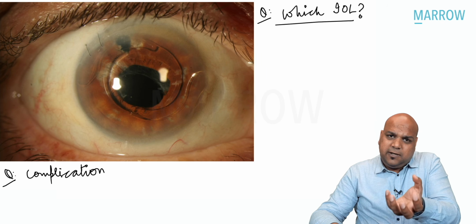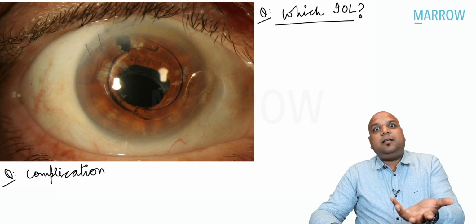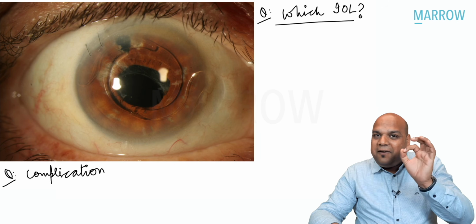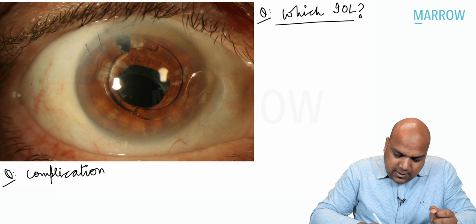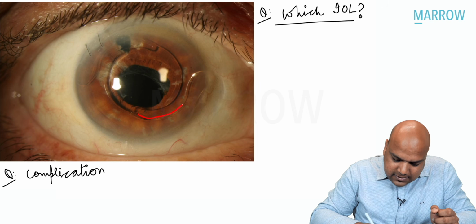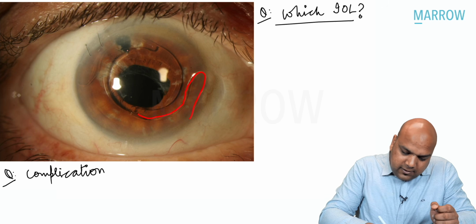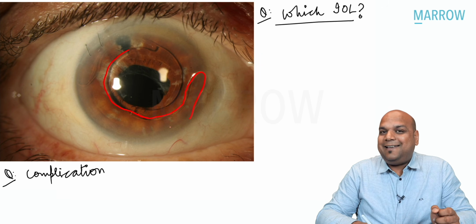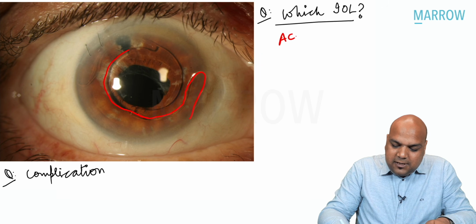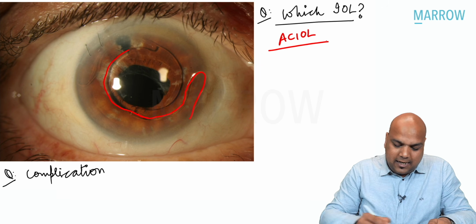But sometimes the PCIOL may pop out into the AC. Yes, sir, that can happen. So what is the defining clue? The defining clue is the shape of the haptics. If we see the haptic, this is coming like this, and then it is again bending. So it forms an S shape. If we take it like this, it forms an S shape. So that means we are looking at an ACIOL.